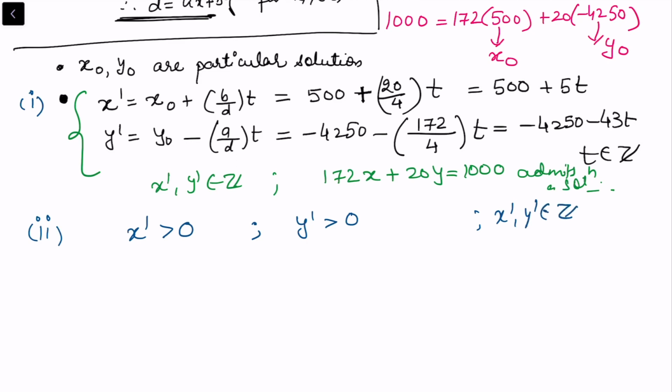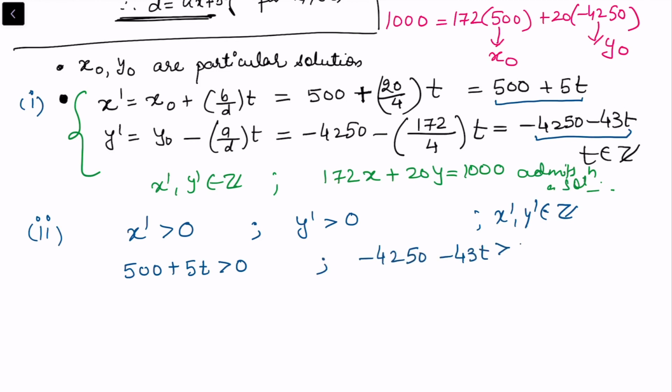So this is what we need. We have already found the expression for x dash and y dash. So let us keep this as 500 plus 5t should be strictly greater than 0, and minus 4250 minus 43t should be greater than 0. So from here we can find out the range for this t.